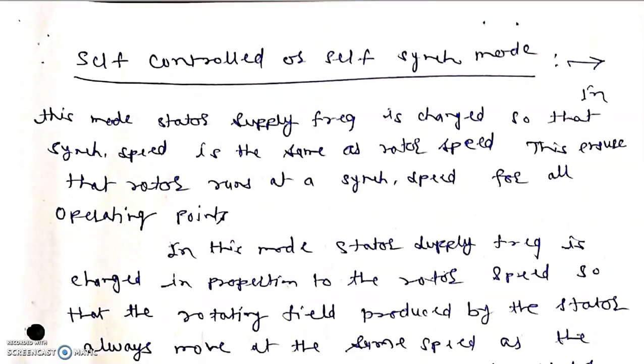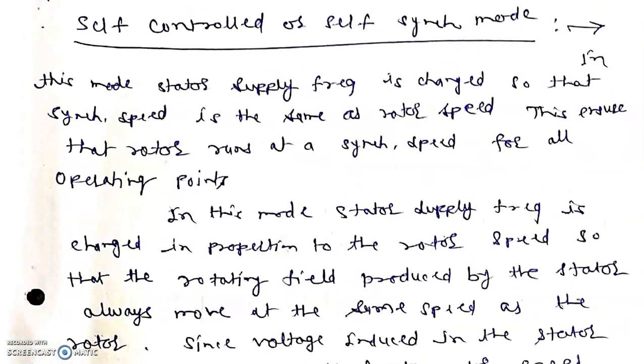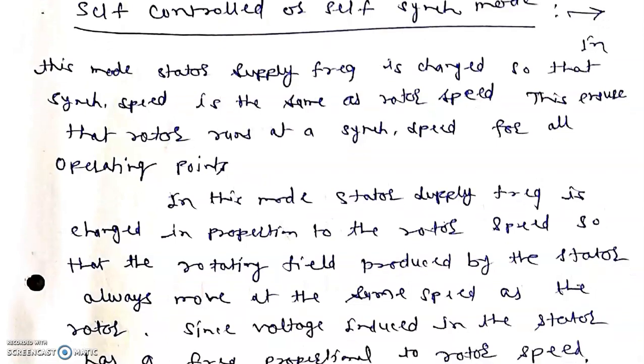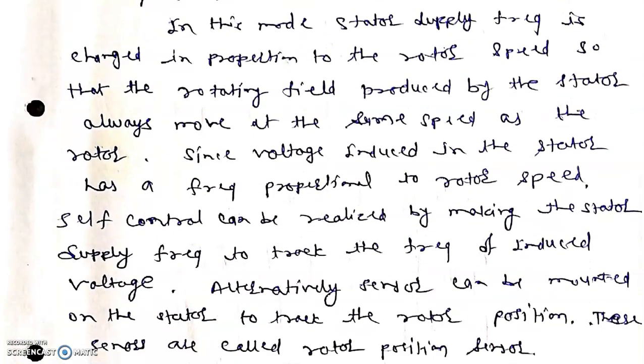Another one is the self-control or self-synchronous mode. In this mode, stator supply frequency is changed so that synchronous speed is the same as the rotor speed. This ensures that the rotor runs at synchronous speed for all the operating points. In this method, the synchronous speed is always maintained, because as we reduce the rotor speed, at the same time we change the frequency of the stator. Stator supply frequency is changed in proportion to the rotor speed so that the rotating field produced by the stator always moves at the same speed as the rotor.